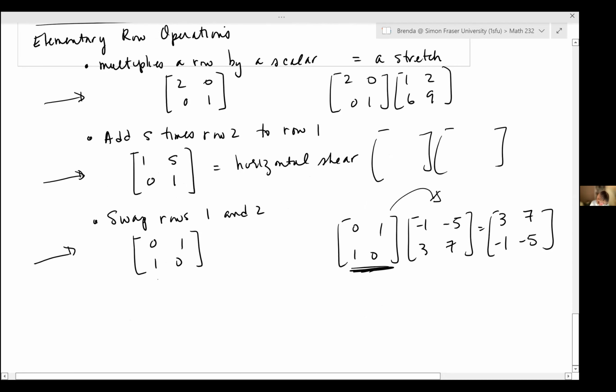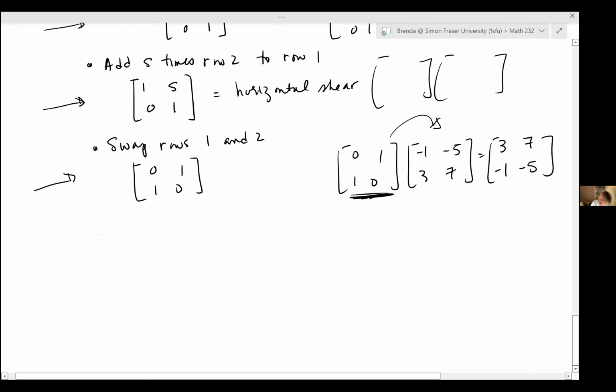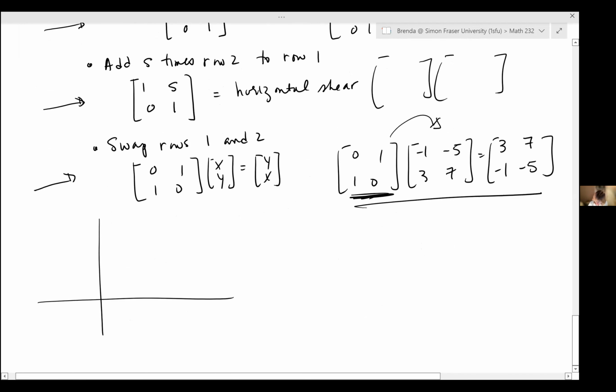So this matrix here, geometrically, what does this look like? Well, let's just draw a picture to see what that looks like. Let me just look at what this does to a vector. It exchanges X with Y. I already applied it to a matrix, it swaps 2 rows. I apply it to a vector, it interchanges Y and X.